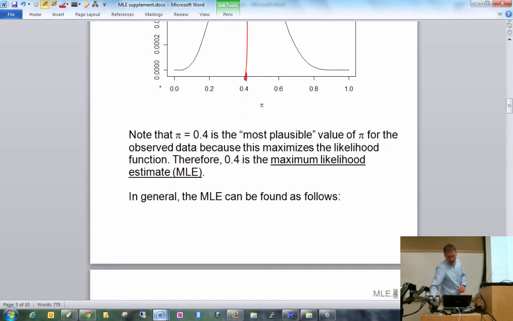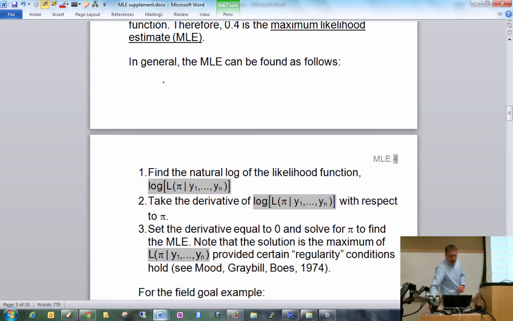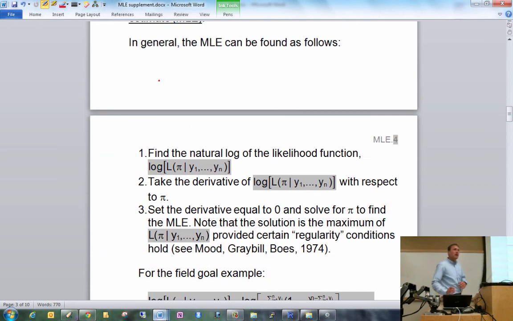Speaking of math here, instead of just substituting particular values of pi in there, one can actually derive what the maximum likelihood estimate would be for any particular setting in this particular case. Here's how it's done.